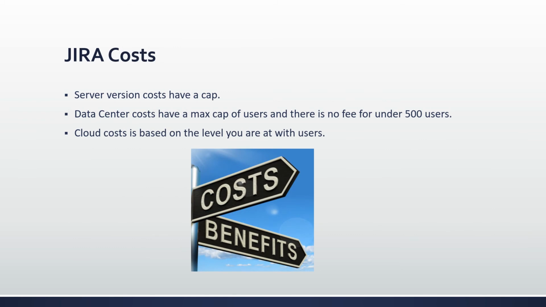JIRA's costs. The server version costs have a cap. So for example, up to 10 users is a set price, regardless if you have 4 users or 10 users. However, costs go up after the 10 user limit. The data center costs have a minimum number of users, and there's no fee for under 500 users. And then the cloud costs are based on the tier you are within the users. So you get a lower price per user the more users you have.